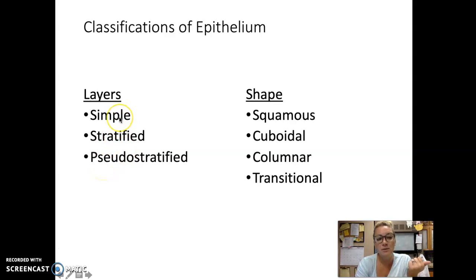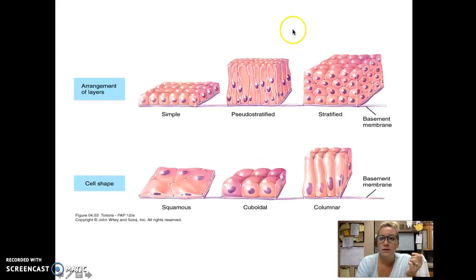They can be simple, meaning one layer, stratified, multi-layered, or pseudo-stratified. Looks like it's got a lot of layers, but it actually doesn't. So that's how we can classify it by layers. We also classify it by shape. Squamous looks like scales, cuboidal, little cubes, columnar, tall columns, and transitional is just anything else. That's all they call it, transitional. It's not very common. Mostly we just find it in our bladder, so it's nice that we don't have to really keep that together.